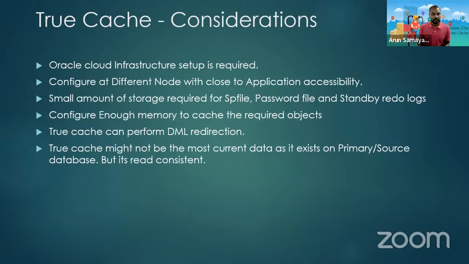So it drastically improves the read performance of the application, and whatever data is available out there can even be used for the content delivery side of things, wherein you keep content closer to the application as well, right? And there is a very small amount of storage that is required. Of course, we have to store some SP file, password files, and standby redo logs, right? So there is some minimal amount of storage that is required in there. And also we need to make sure we have configured enough memory to cache the required objects, for us to be able to read and keep as much data as we need for faster read performance, right?